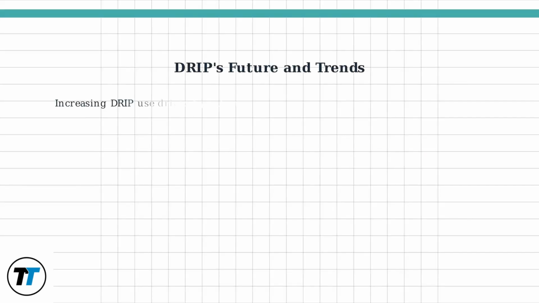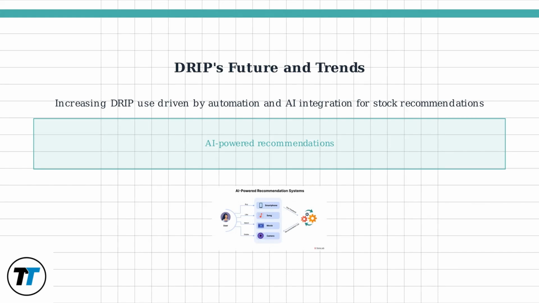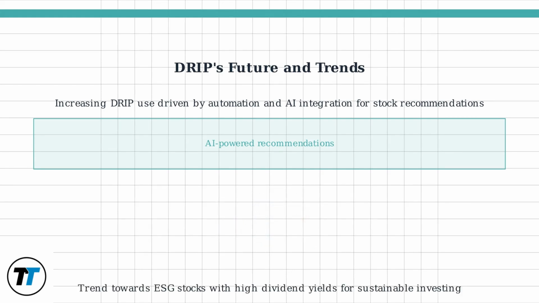The use of DRIP is expected to increase, driven by automation and AI integration for stock recommendations. There's also a trend towards focusing on ESG stocks with high dividend yields. Future expansions include standardized DRIP features across EU regulations and potential support for Asian markets. By 2030, DRIP may be integrated with robo-advisory services for personalized reinvestment.